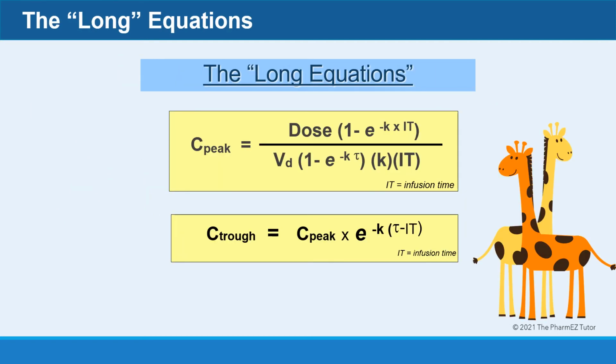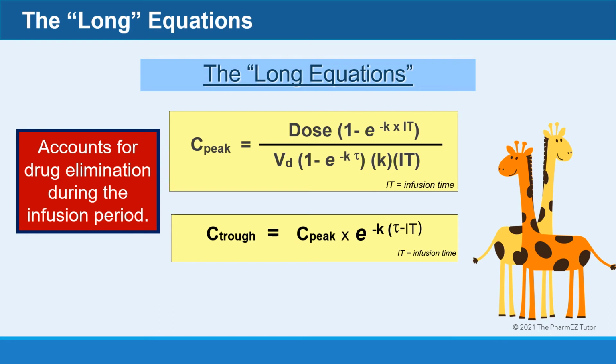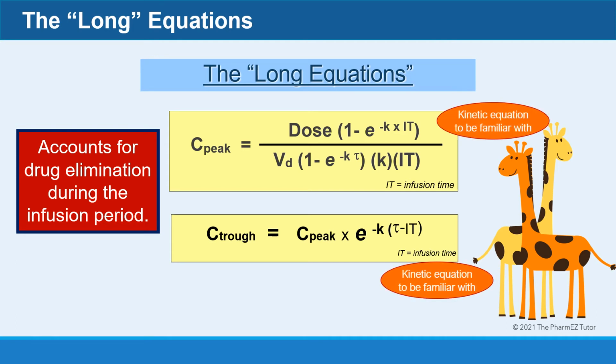There are additional equations to use called the long equations. These equations are to be used when the drug's half-life is short and you need to account for drug elimination during the infusion period. They are longer, modified steady-state peak and trough equations that you'll need to be familiar with and be able to look up when needed.